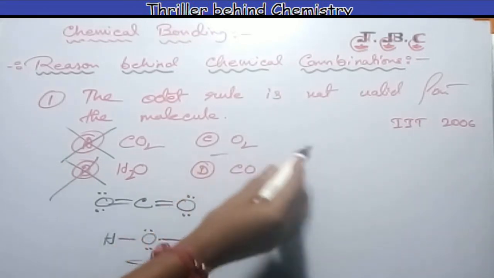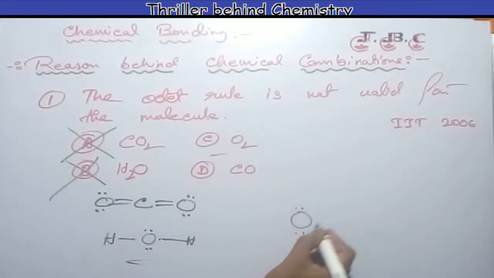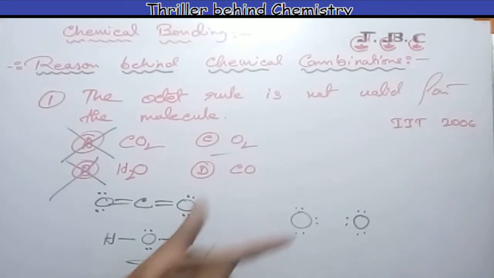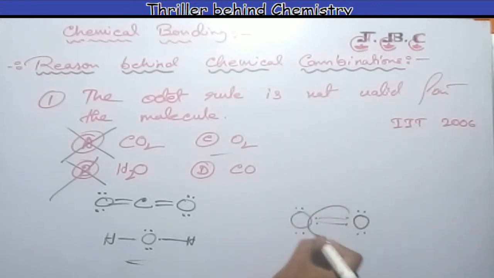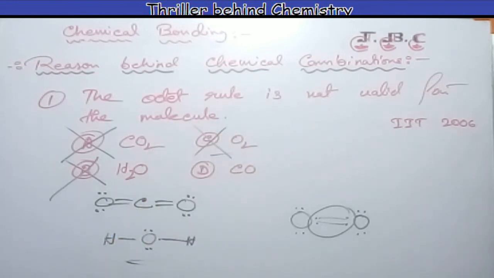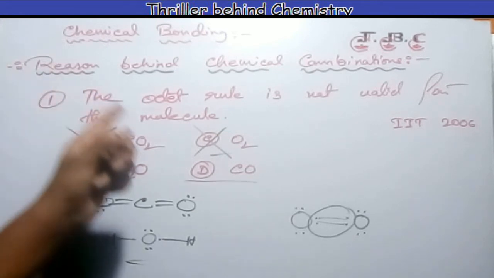For the oxygen molecule, 1, 2, 3, 4, 5, 6 and 1, 2, 3, 4, 5, 6. Both, for attaining the stable electronic configuration, have to make a double bond. So here the sharing of the two pairs of electrons makes them stable, that is, they each now attain stable electronic configuration. So O2 also is not the right answer. So three answers are wrong.